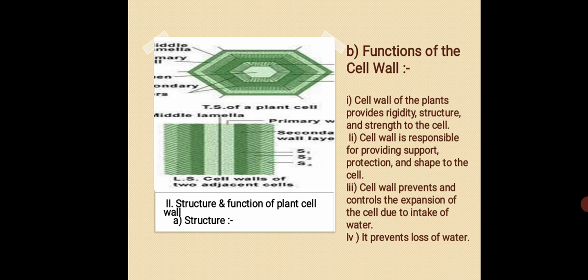Look at this diagram. Here the TS of plant cells and the LS of cell walls of two adjacent cells are shown. The S1 layer, S2 layer and S3 layer in a plant cell are shown.